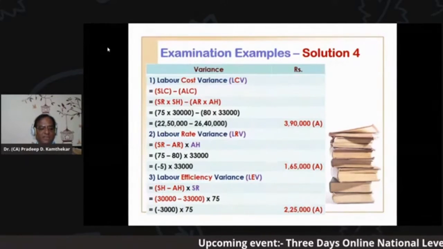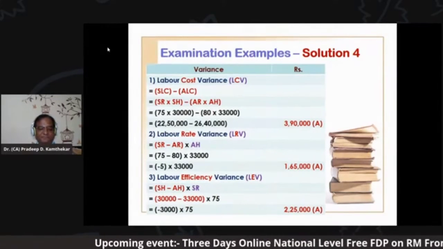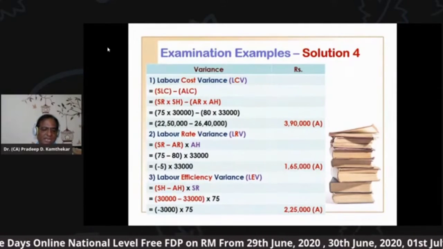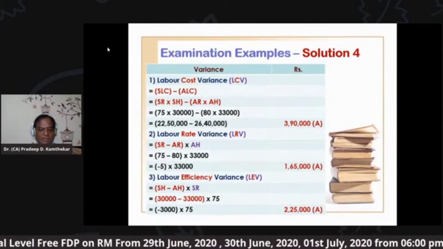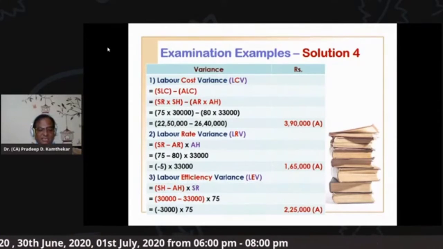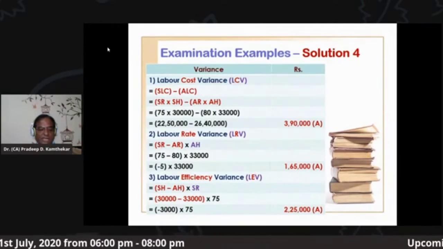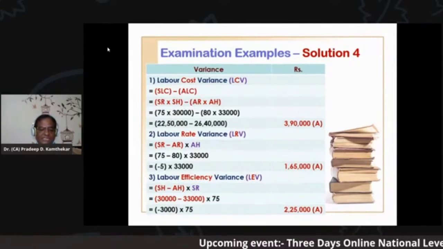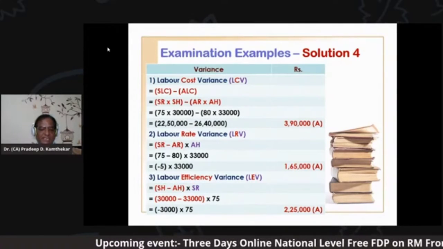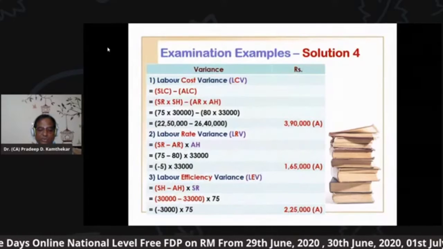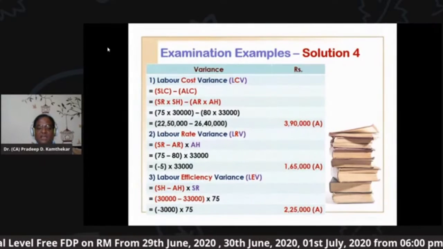And finally, we calculate labor efficiency variance. For efficiency variance, friends, we have to always compare standard hours with the actual hours, multiplied by the standard rate. So that is 30,000 minus 33,000 into 75. That is negative 2,25,000. So negative variance means again adverse variance. So we say labor efficiency variance here is 2,25,000 adverse.